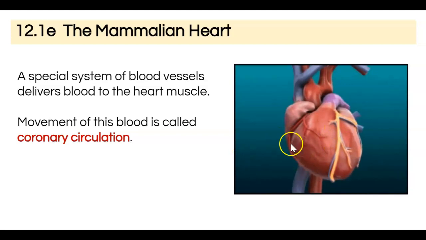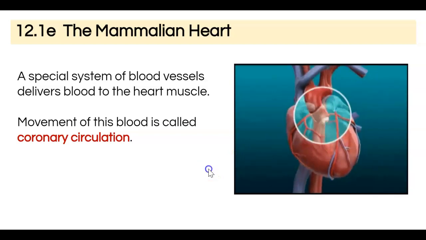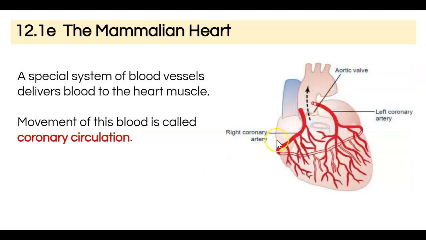Right, there we go. And then over here. Now, looking at a diagram here, we can see that this is not blood coming from the body, getting reoxygenated, and then going back out. These arteries are providing blood to the heart itself, right?